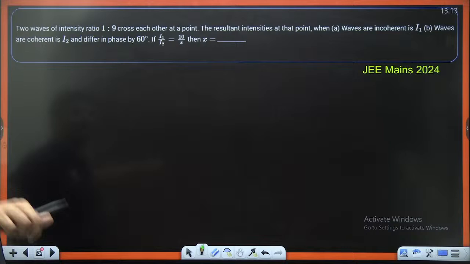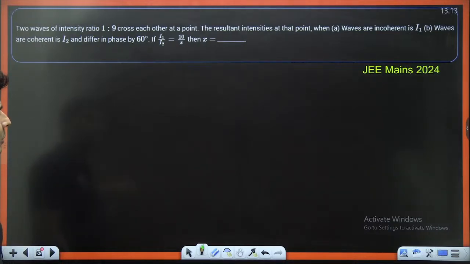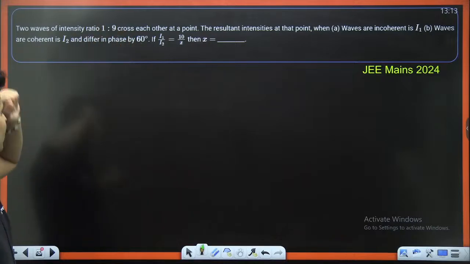Two waves of intensity ratio 1:9 cross each other at a point. The resultant intensity at a point when waves are incoherent is I1, and when the waves are coherent is I2. When they are coherent, the phase difference is 60 degrees. What is the ratio of I1 by I2? It is a numerical type question which came this year in JEE Mains 2024, and the question is to find the value of x if I1 by I2 is 10 by x.